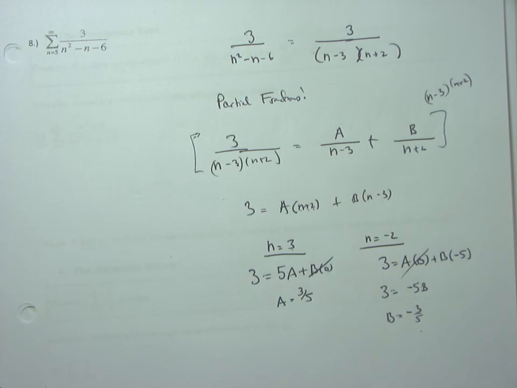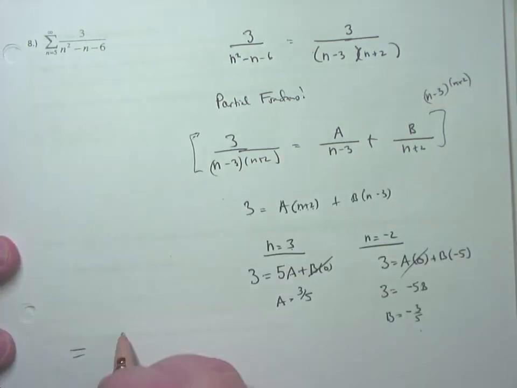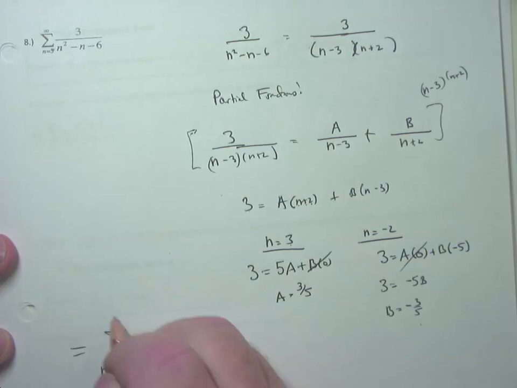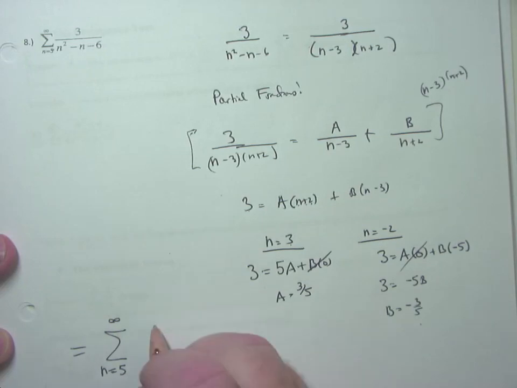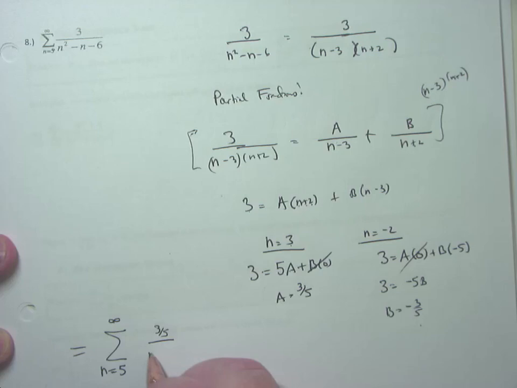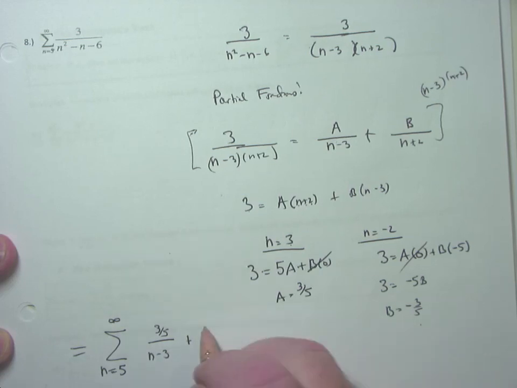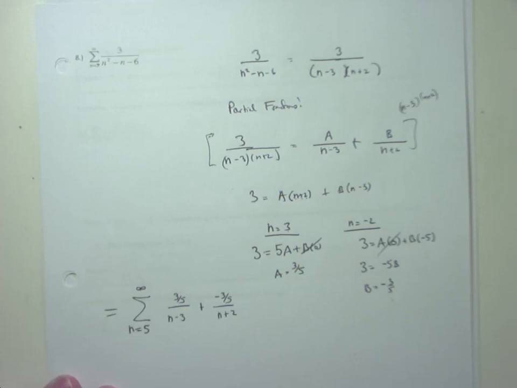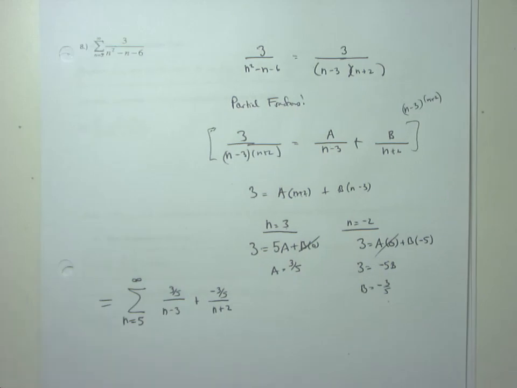So when you substitute it back in here, this is going to be equal to the sum as n goes from 5, it doesn't change, to infinity of A, which is 3/5, over n minus 3, plus B, which is negative 3/5, over n plus 2. And now this problem, thanks to the help of our partial fraction techniques, has just turned into a fraction minus a fraction where the numerators are the same. It's a telescoping series.